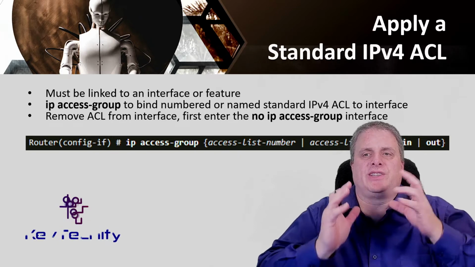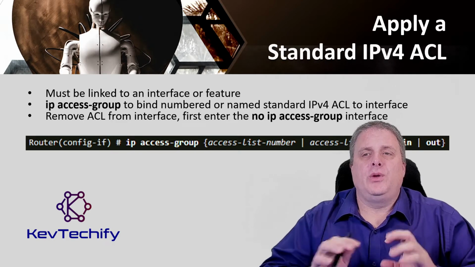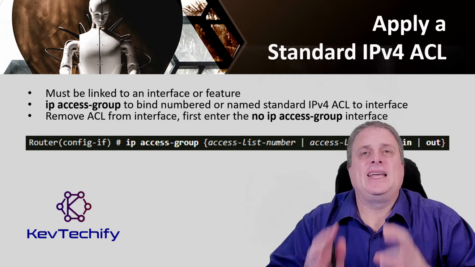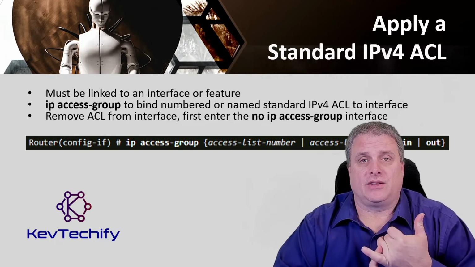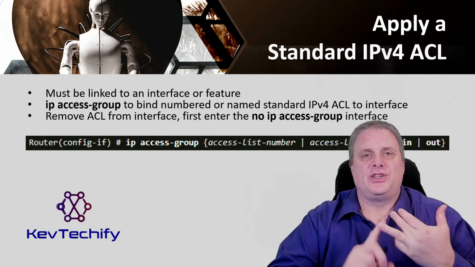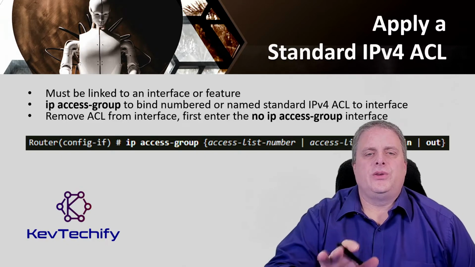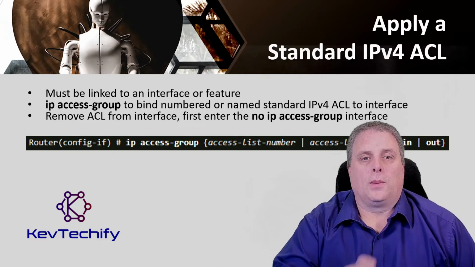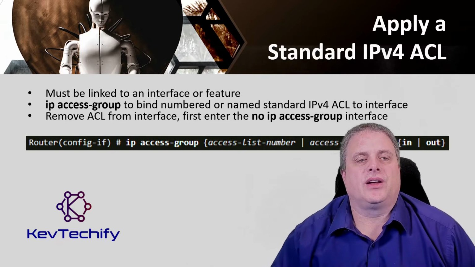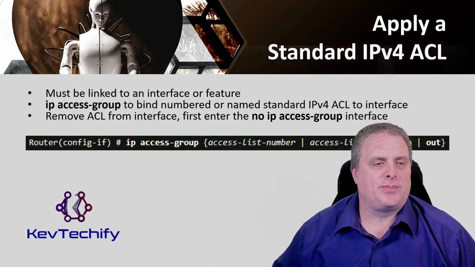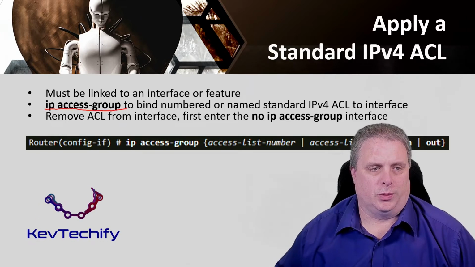Once you create your standard IPv4 access control list, either a numbered one or a named one, then you have to apply it to an interface. You have to link it to that interface. So the process here is create your ACL, named or numbered, and then you link it to the interface. The command we use to link or bind a numbered or named standard IPv4 ACL to the interface is ip access-group.